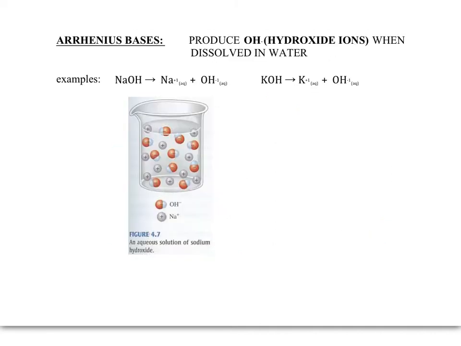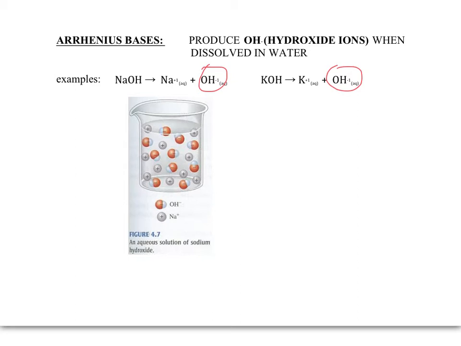Arrhenius bases produce hydroxide ions when dissolved in water. Hydroxide is OH with a -1 charge. So here we have sodium hydroxide. It makes sodium ions and hydroxide ions. And potassium hydroxide makes potassium ions and again hydroxide ions.